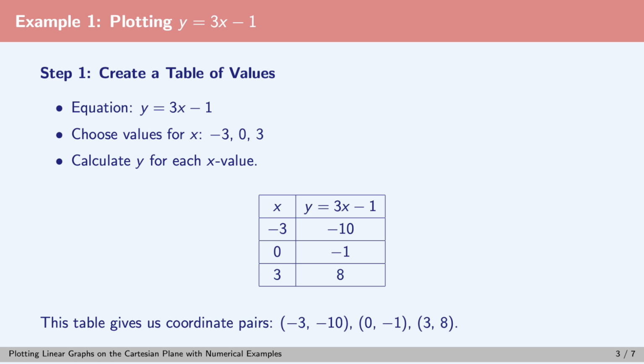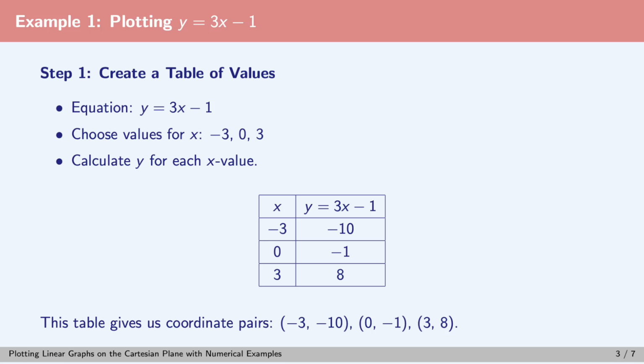Then when x is 0, y equals 3 times 0 minus 1, which gives us -1. So in row 2, column 2, we have x as 0 and y as -1. And finally, when x is +3, y equals 3 times +3 minus 1, which is 8. So in row 3, column 2, we have x as 3 and y as 8. This means in our table, the first row has x as -3 and y as -10, the second row has x as 0 and y as -1, and the third row has x as 3 and y as 8. These are our plot points.